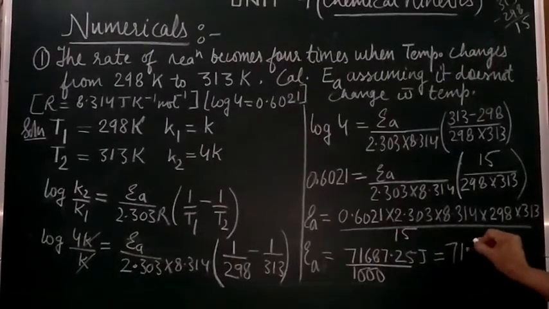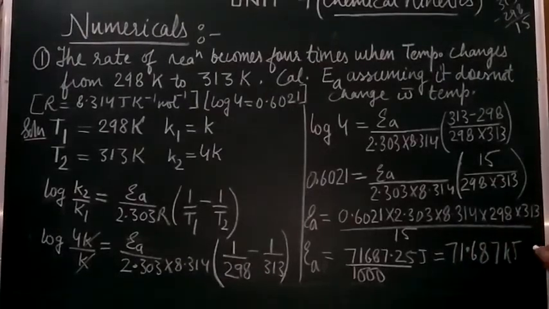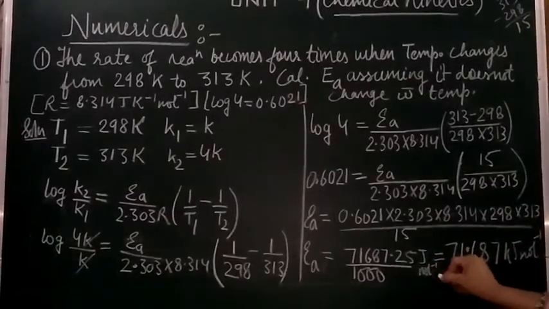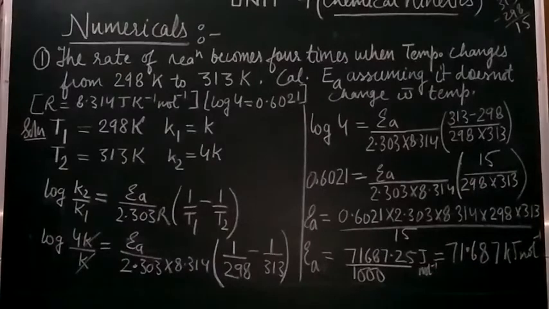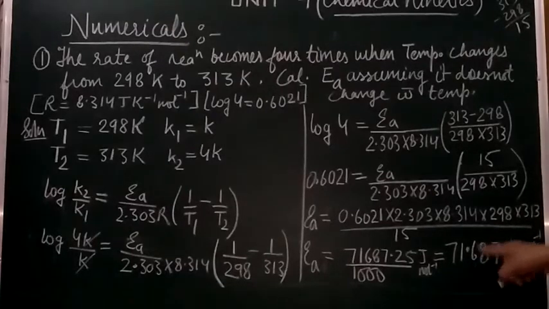So you get 71.687 kilojoule per mole, right? This was joule per mole. Now this will be 71.687 kilojoule per mole. Now students, you can also round it up to 4 significant figures. So at that time it will become 71.69, right? Kilojoule per mole. But the most important thing, again I am telling, is don't forget to put the unit. If you forget it, your half marks will be deducted.